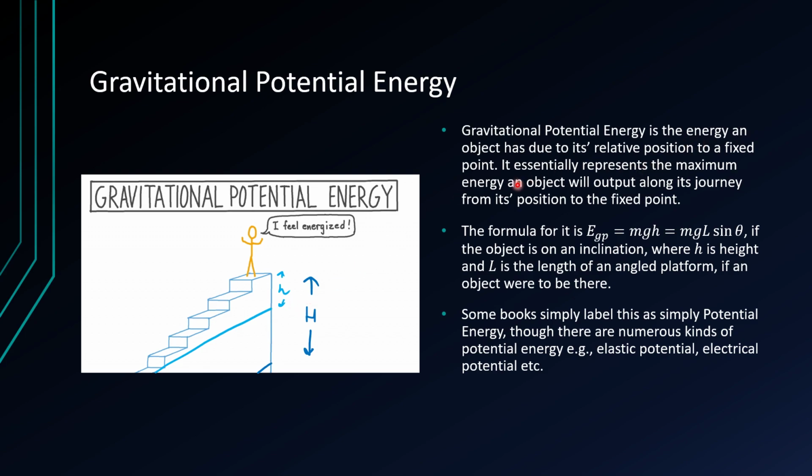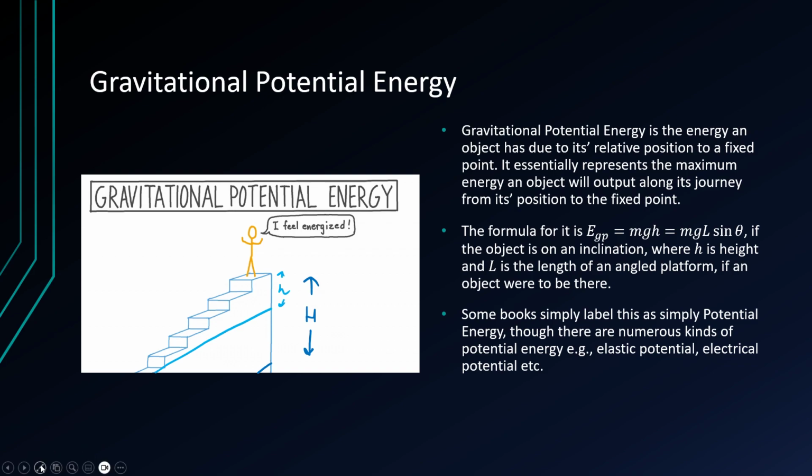It also represents the maximum energy an object will output along its journey from its position to that fixed point. If it travels to that fixed point, it could be caught, for instance, midway through the journey. He could maybe fall onto a trampoline that's some other height above the ground, or above or below the reference point. The formula for gravitational potential energy is mgh: mass times gravitational acceleration times height.